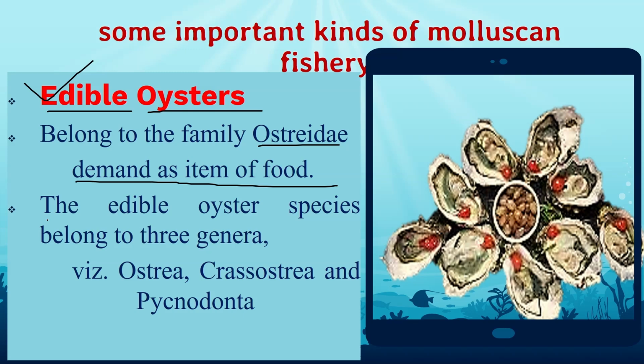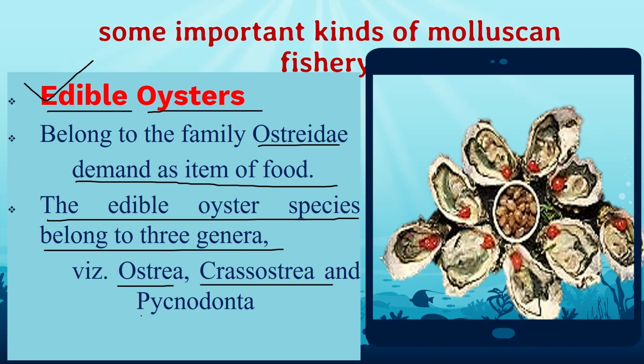The edible oyster species belong to three genera, that is Ostrea, Crassostrea, and Pycnodonta. All these oysters are prolific breeders producing millions of eggs in a single reproductive season. The fertilized eggs develop into larvae. After the free-swimming stage, larvae settle down as a tiny oyster on a suitable substratum, fixing itself by its lower valve with a cementing substance exuded from the base of the foot.